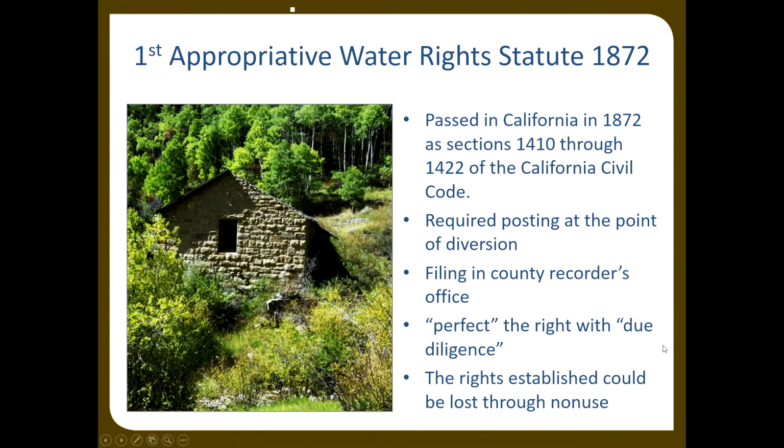The first appropriative water rights statute came in 1872, and it was passed in California as sections 1410 through 1422 of the California Civil Code. There were some requirements. They had to post at the point of diversion that they had a right there. They had to file in the county recorder's office, and they had to perfect the right with due diligence. This is similar to the process that we use today. They had to take those necessary steps to perfect that right with their due diligence.